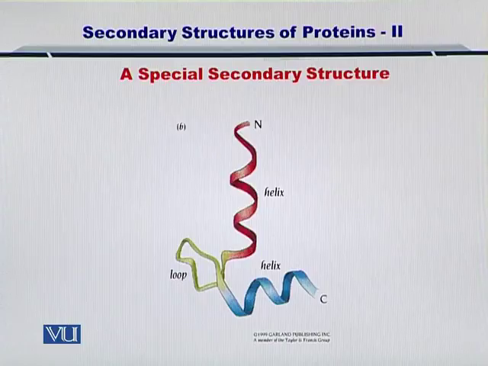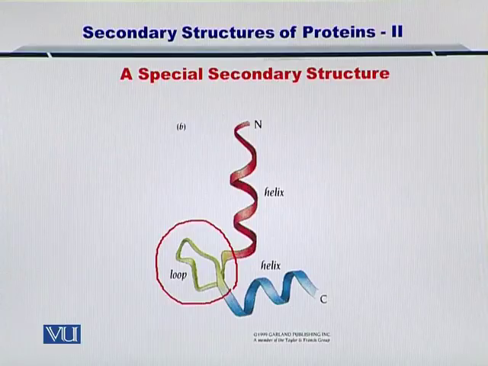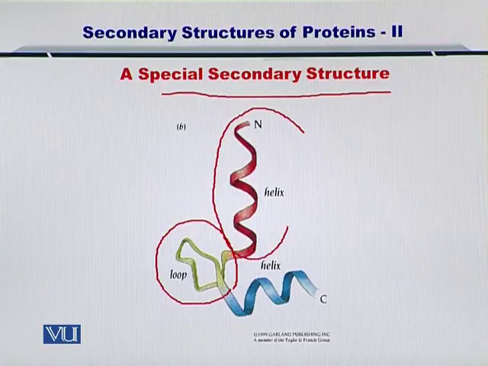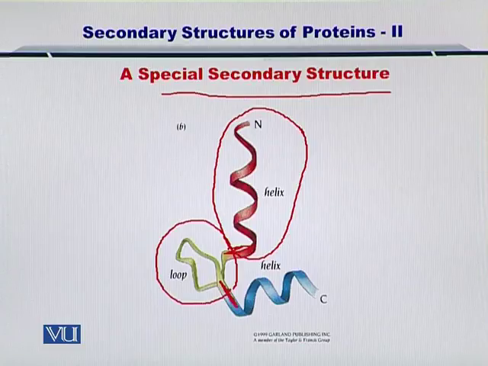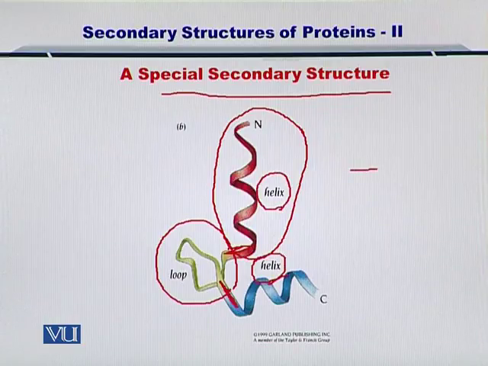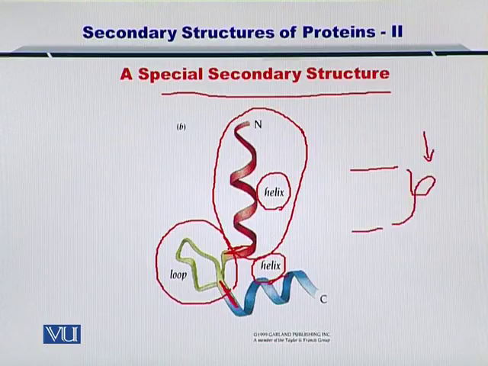As shown here in the slide, the loops in the green part are essentially special secondary structures which bring together alpha helices or beta sheets. They simply join them by taking the ends of alpha helices or beta sheets and hold them by the two ends of the loops. So instead of this alpha helix, it could be a beta sheet which is brought together by a loop here.